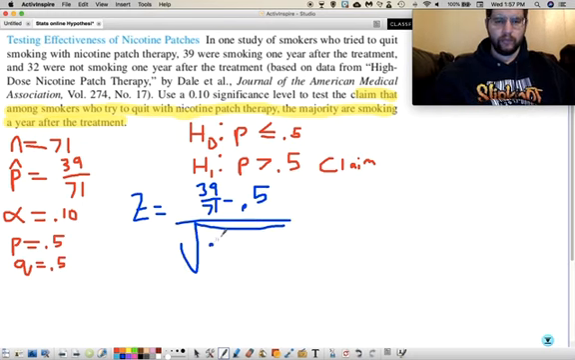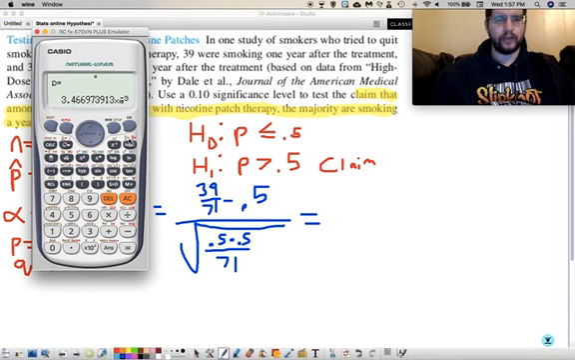So again, I'm going to do this on the Casio because TI users will probably just type it in and be done with it. 39 over 71 minus 0.5 over the square root of 0.25. 0.5 times 0.5, 0.25, over 71. So we get 0.8307.